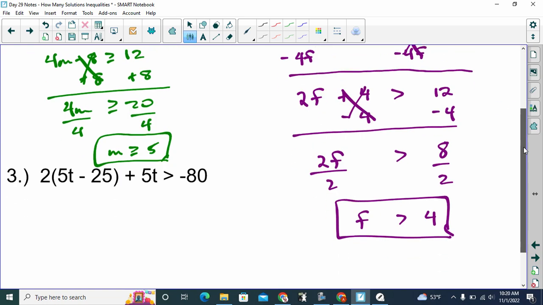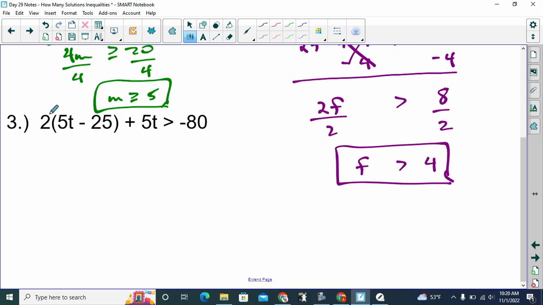And finally, number 3. Number 3, we do have a number in front of a parenthesis. Start by distributing. These t's are on the same side of the equal sign. If they are on the same side of the equal sign, we just combine them. 10t plus 5t is 15t.